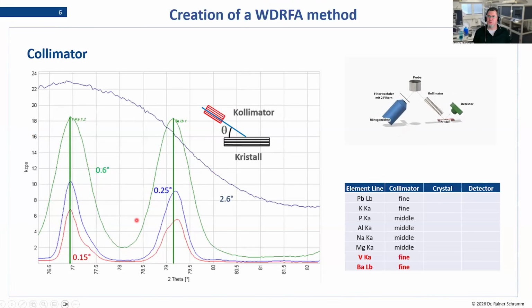We have to make a decision which one to use based on that. So larger or finer collimator, the other way around. Finer or smaller collimators mean less intensity, but a better resolution between the peaks. In this case, we decided on the fine one, the red one, but in this example, I would also say the blue or green one would be usable if we use some sort of background correction to get a better separation between the two.